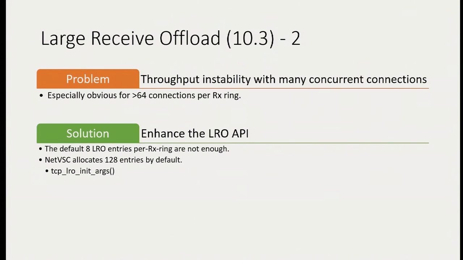So to resolve this issue, we luckily found a new LRO API called tcp_lro_init_args was introduced in this January. So we improved our device driver to use this new kernel API to use bigger LRO entries by default. By default, we use 128, and we have a tunable to change the number if you want to. By this, after we fix our driver with more LRO entries, the throughput instability issue is gone.